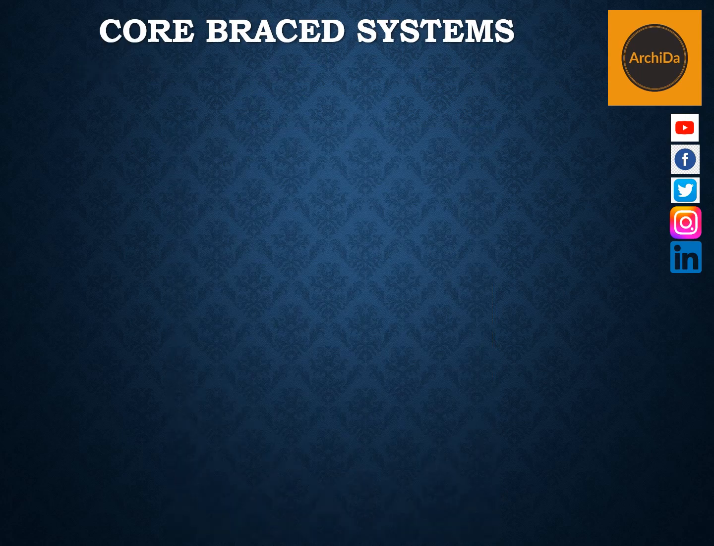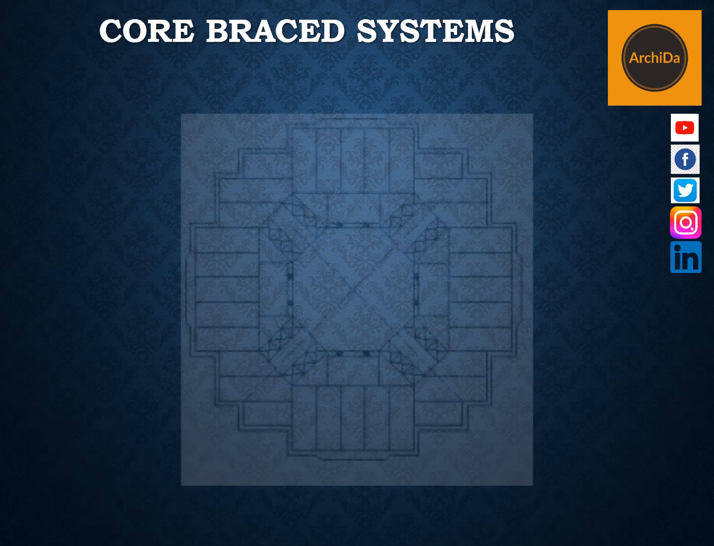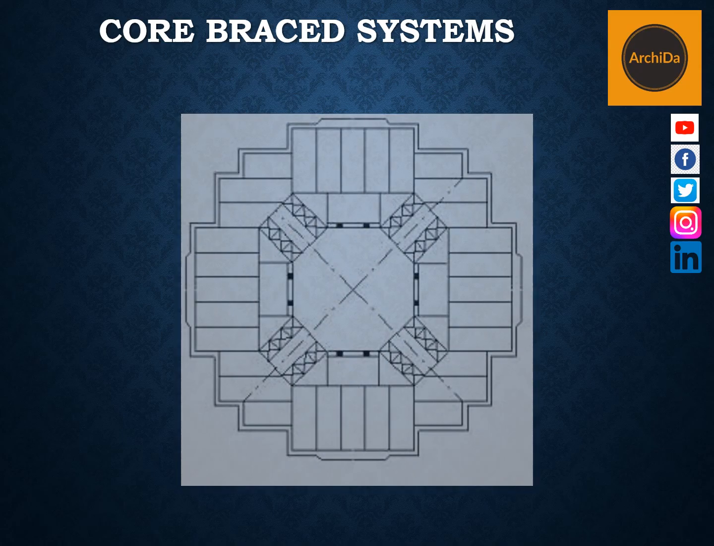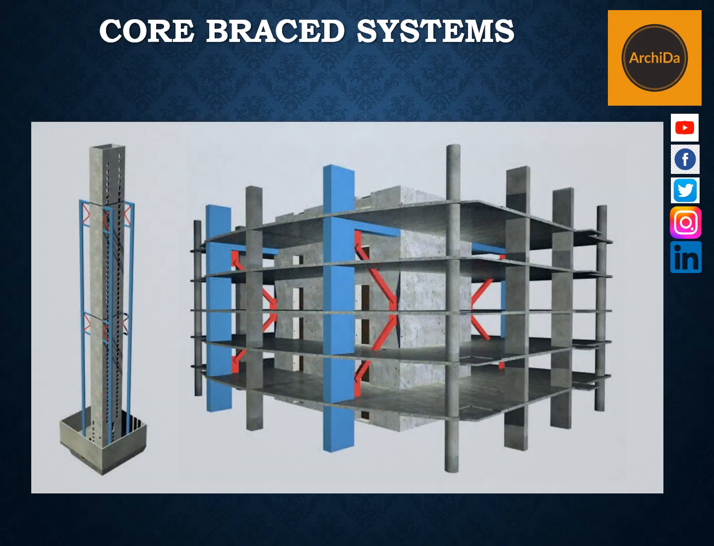Next is the core braced system, wherein wind forces are resisted by shear walls in the core, and steel components need only be connected non-rigidly to resist gravity.